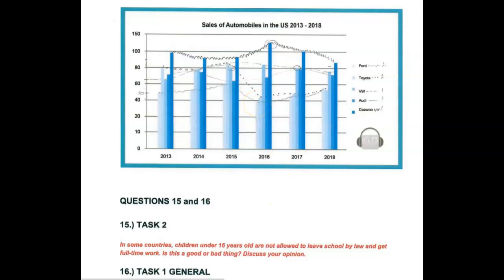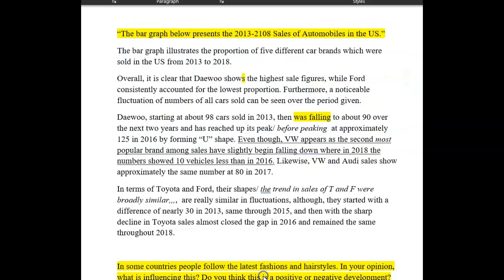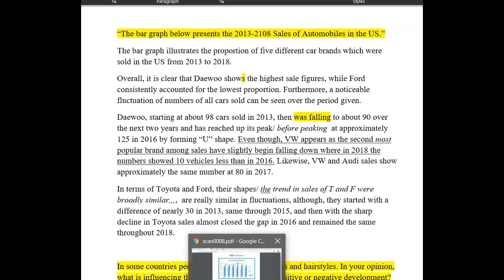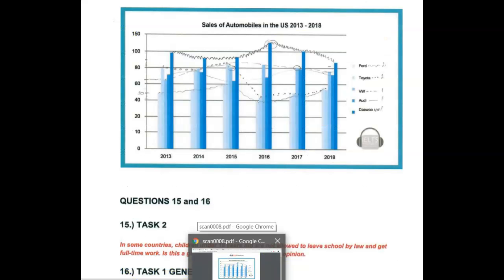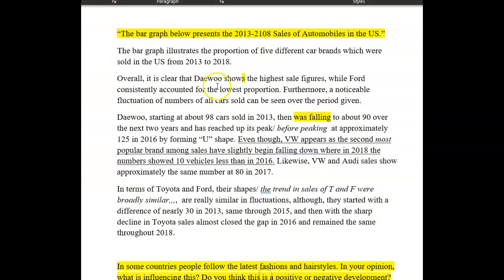Now let's just go back into your answer. It's very important that you are consistent on tenses. It is the past tense, so basically you should be using the past tense all the way through. Here you've got one present simple, there you've got a past continuous, which doesn't work. So the bar chart illustrates the proportion of 5 different car brands which were sold in the US from 2013 to 2016. And well done, you've got car brands instead of automobiles. So good work on the paraphrasing there.